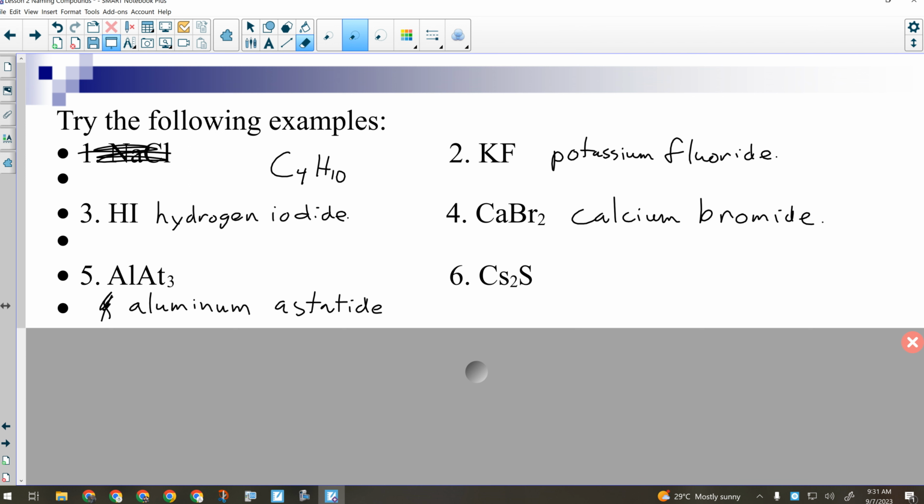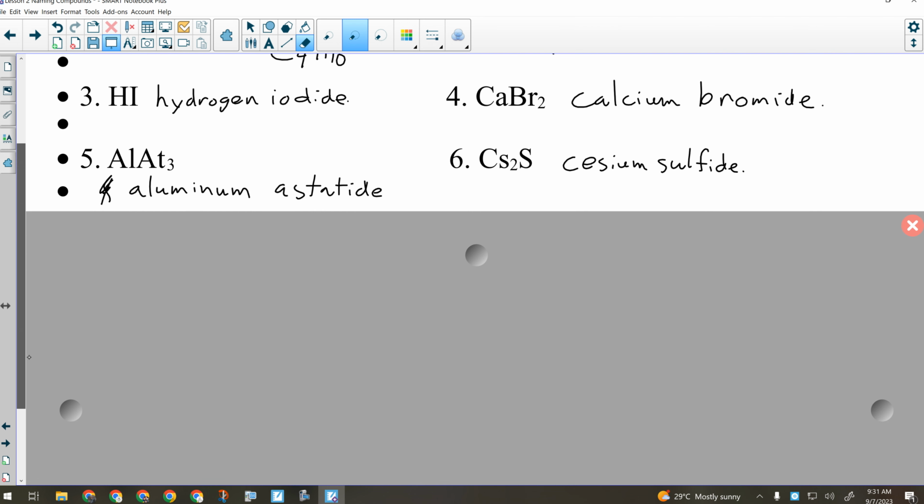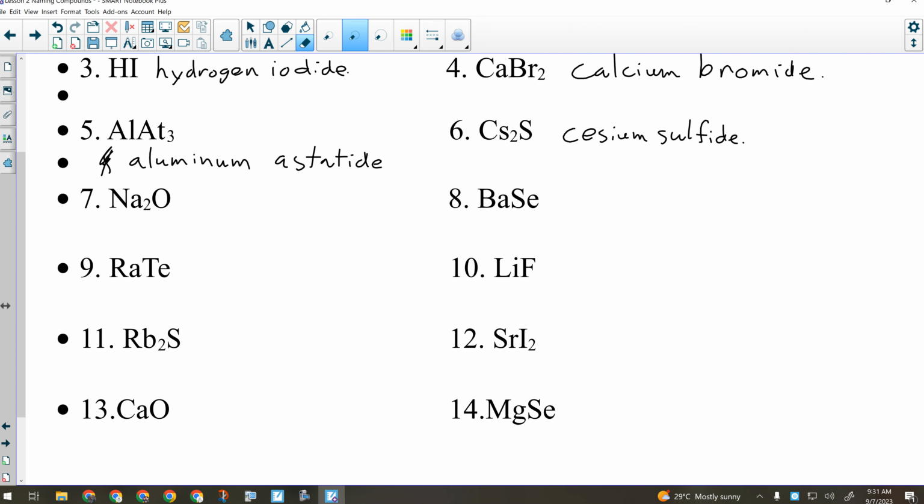Okay, what about number 6? Cesium sulfide. What did I not do with any of my names? No capitals. Have a look at yours. See how many times you may or may not have capitalized. I'm not going to mark them wrong if you do capitalize them, but just know they're not supposed to be. All right. Is this ringing a bell? Feeling familiar? Okay, try the rest of them.